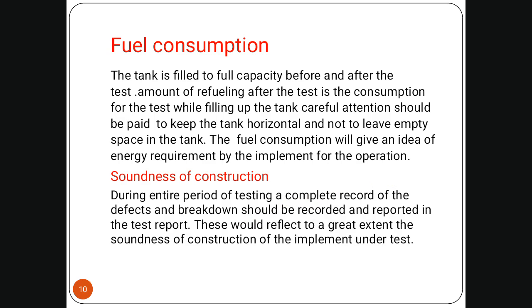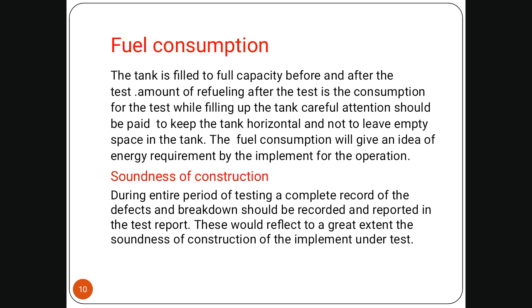Now the fuel consumption, another factor. The tank is filled to full capacity before and after the test, and the amount of refilling after the test is the consumption of the test. While filling up the tank, careful attention should be paid to keep the tank horizontal and not to leave any empty space in the tank. The fuel consumption will give an idea of the energy required by the implement for the operation.